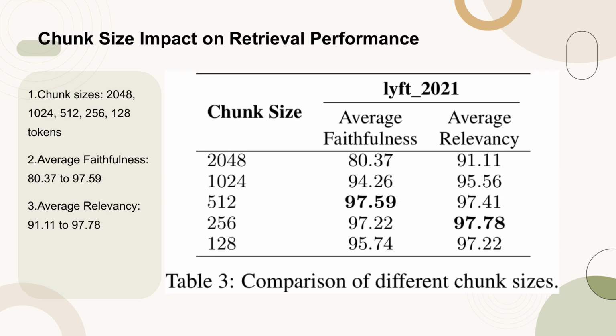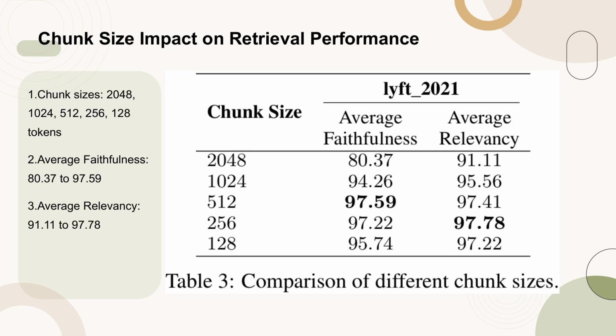Table 3 illustrates the impact of varying chunk sizes on retrieval performance metrics. The chunk sizes tested range from 2048 tokens down to 128 tokens. The average faithfulness metric shows a significant improvement from 80.37 to 97.59, indicating a reduction in hallucination errors.